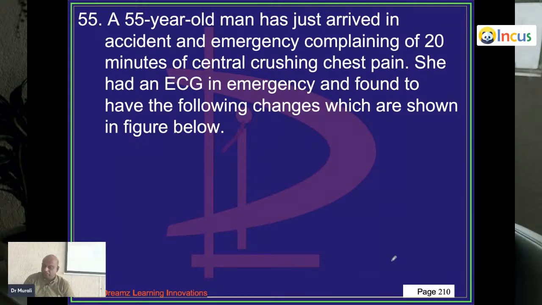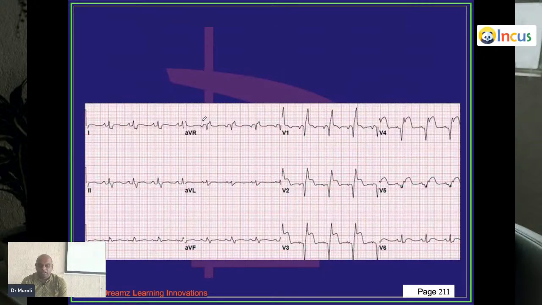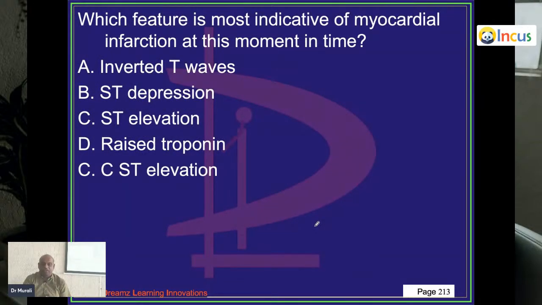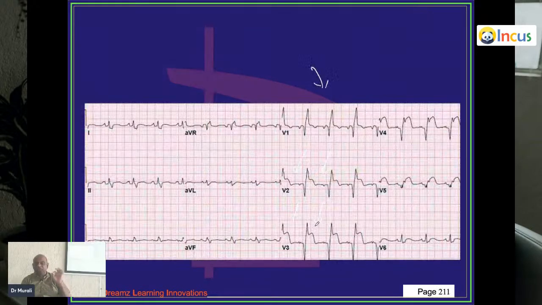Now, a 55-year-old man just arrived in accident and emergency with a central crushing chest pain and found this ECG, right? So what you can see here, in V2, V3, you have ST segment elevation. So always, ST segment elevation is the most important indicator.